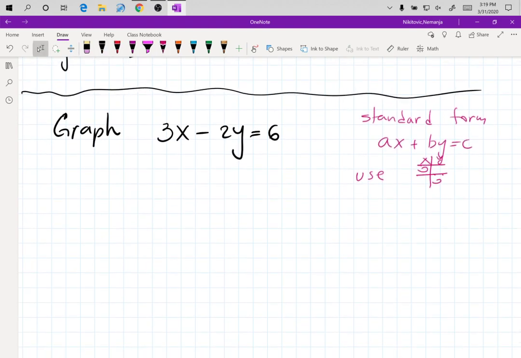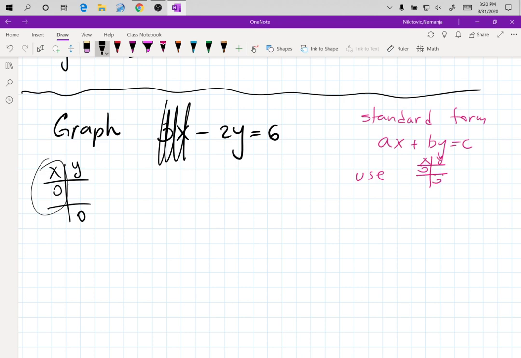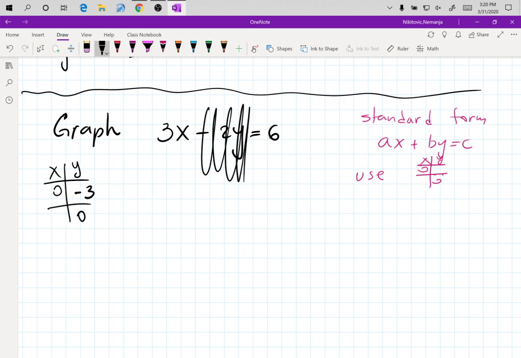So we quickly get our xy setup here, and when x is equal to 0, that kills x, and 6 divided by -2 is -3. And when y equals 0, it kills a y, so 6 divided by 3 is 2. You divide both sides by 3, so to get x alone, 6 divided by 3 is 2. Cool.